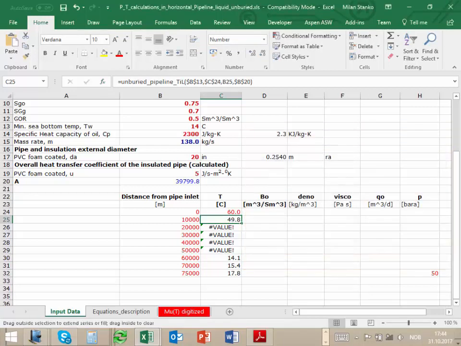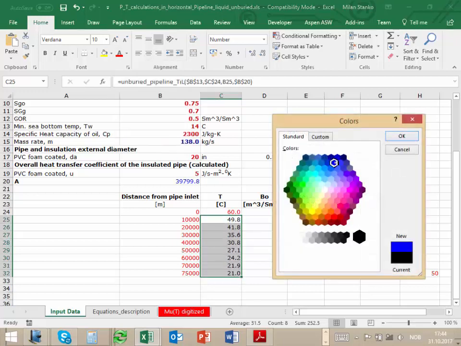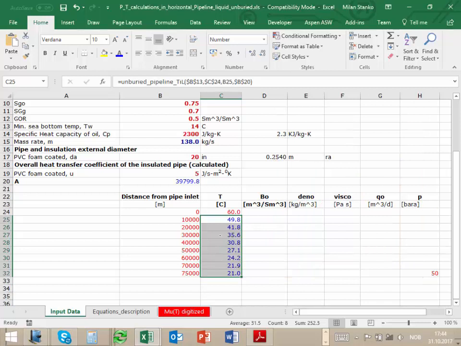Okay, and now let's see. I get down to 21, which is going to be dangerous. Let's see. So I used that equation to compute the temperature along the pipe, and now I have everything I need to start calculating pressure.